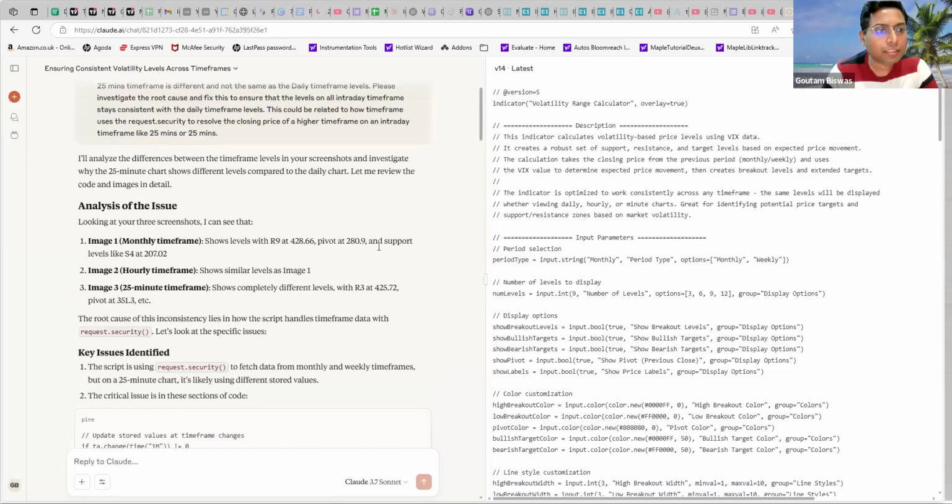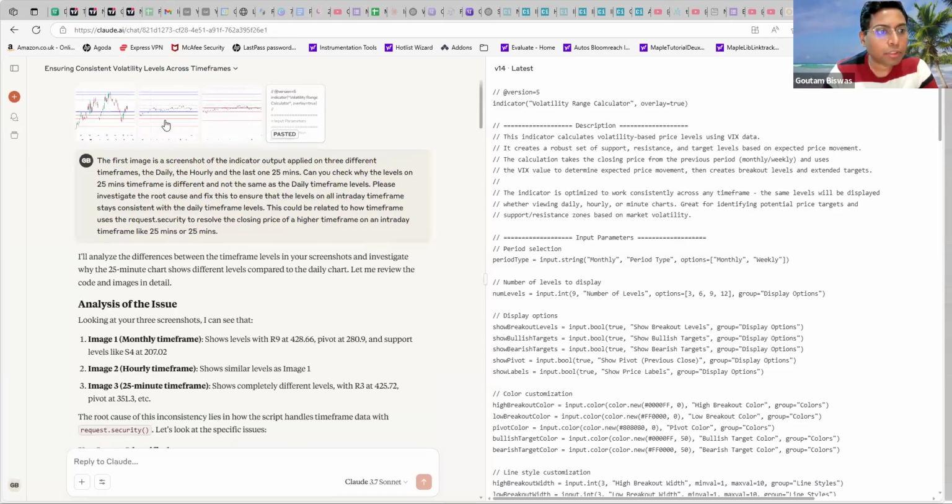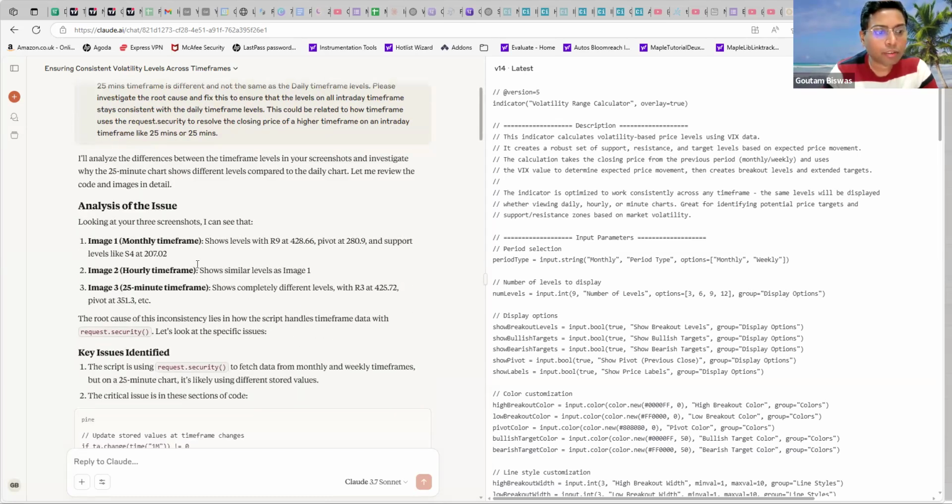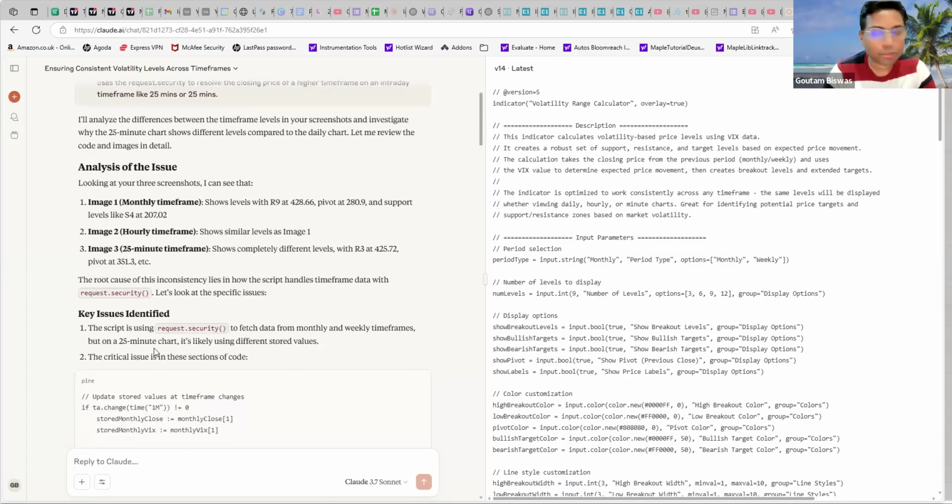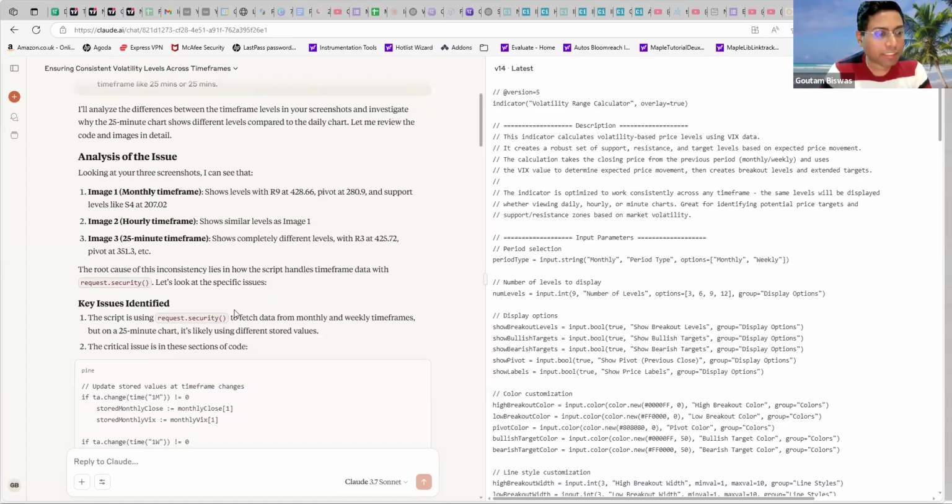So just imagine, friends, I just gave an image. It was able to look through the image, understand all these values directly from the image, and all this within a fraction of a second, right? So imagine the power of AI.